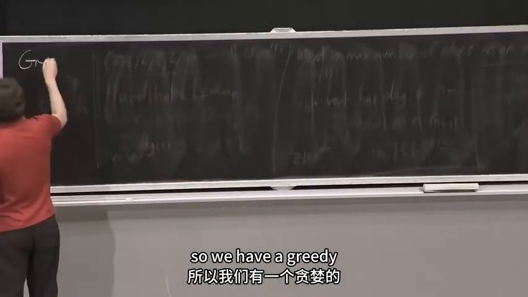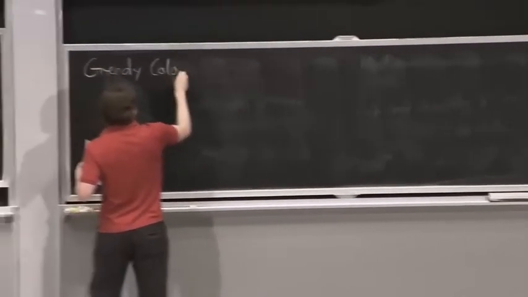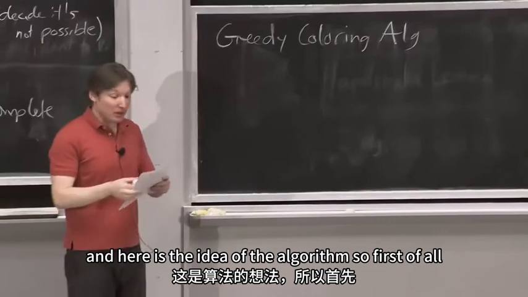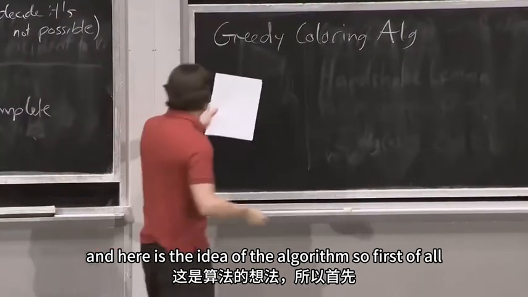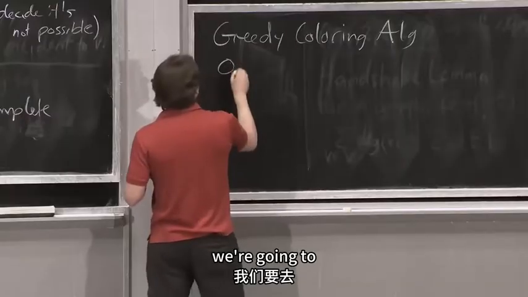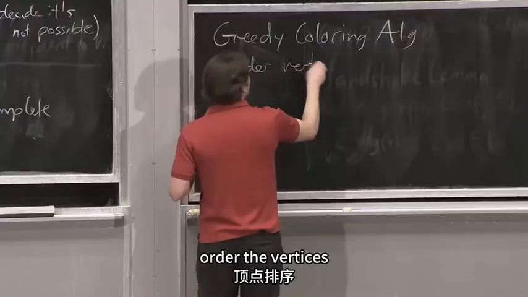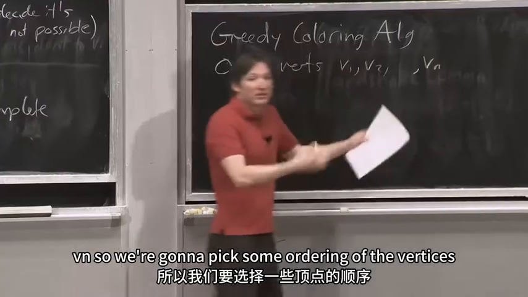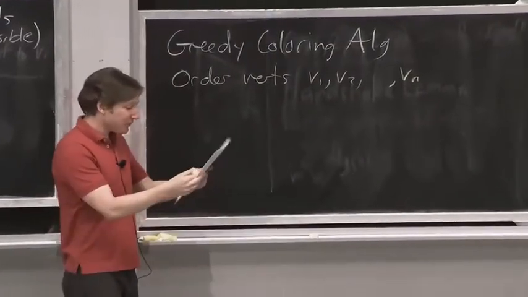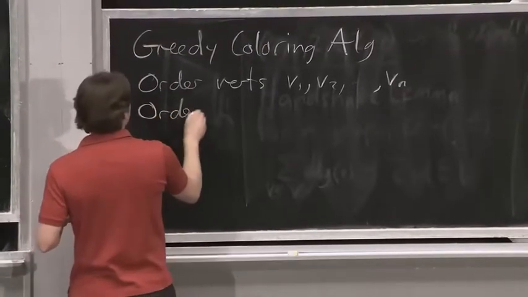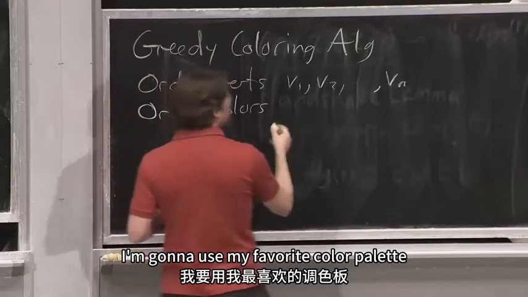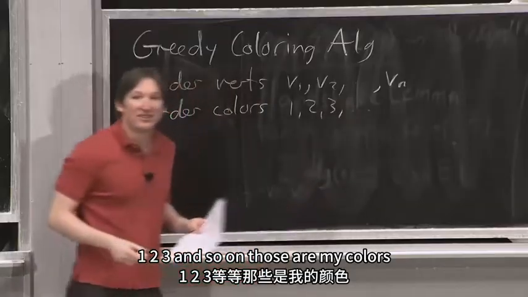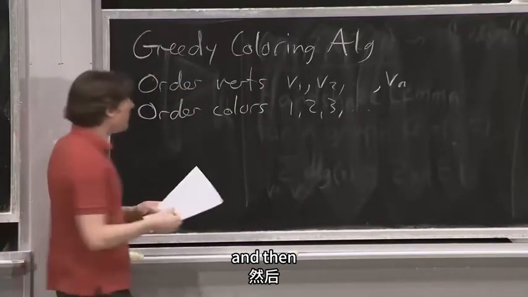So we have a greedy coloring algorithm. And here is the idea of the algorithm. First of all, we're going to order the vertices v1, v2, up to vn. So we're going to pick some ordering of the vertices. We're going to order the colors. I'm going to use my favorite color palette, 1, 2, 3, and so on. Those are my colors.